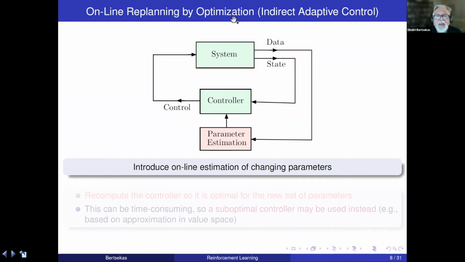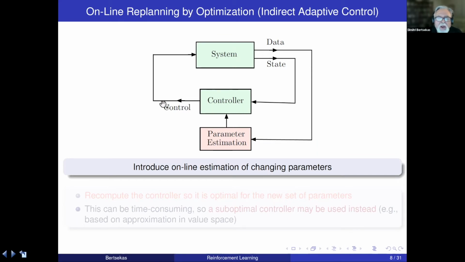Okay, online replanning by optimization. The name used widely in control theory is indirect adaptive control. Indirect because you go through system identification, parameter identification, before you change the controller parameters in response. So here's a figure. We have a system, and its state is measured by the controller. It's assumed to be known by the controller.